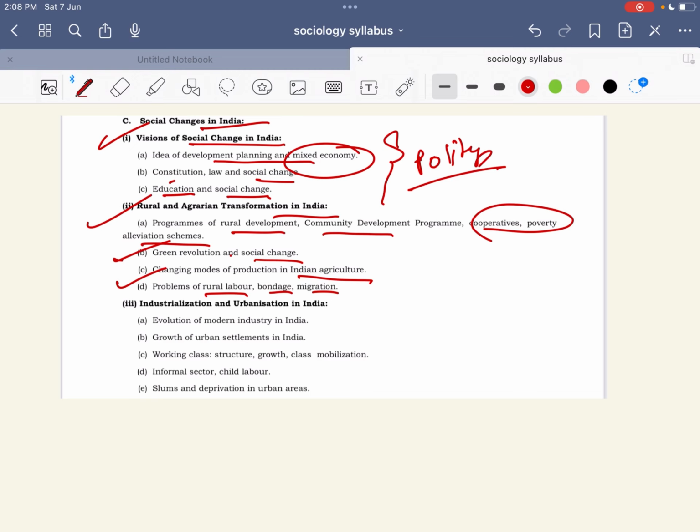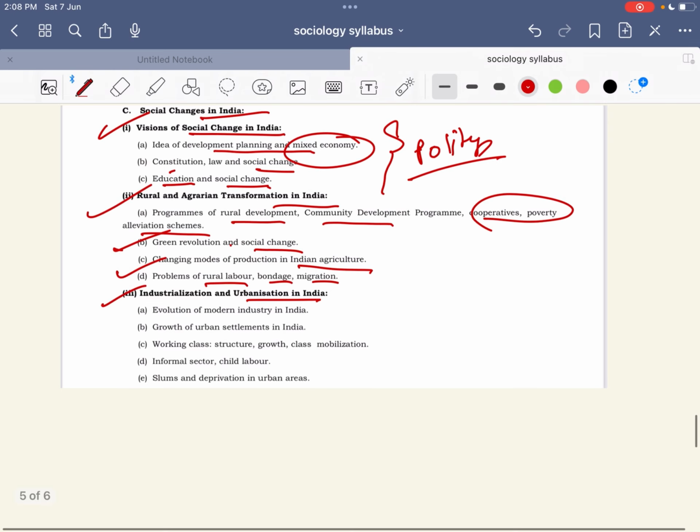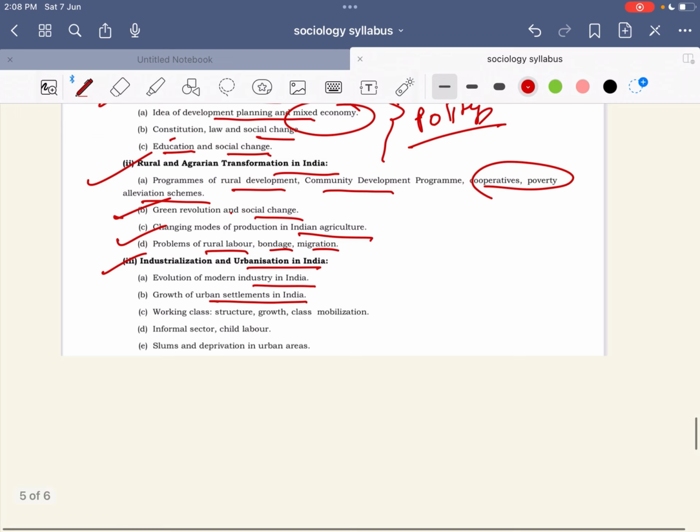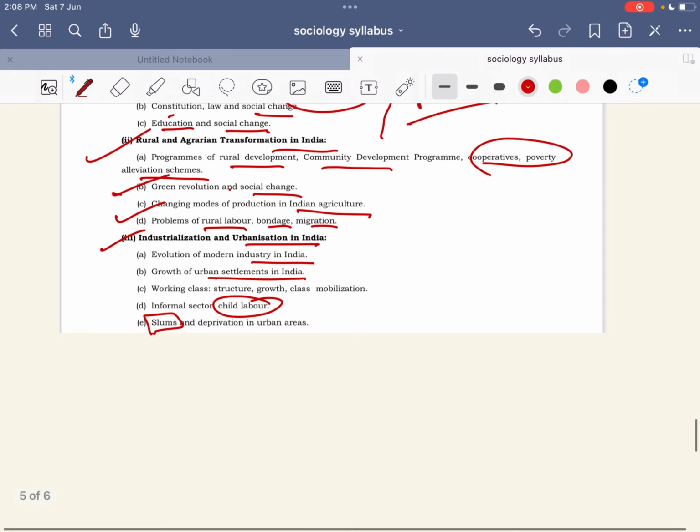Then there is industrialization and urbanization in India. Then the evolution of modern industry in India, growth, urban settlements in India. Working class structure, growth, class mobilization. These topics we have seen in Paper 1. Then there is the informal sector, child labor, and slums.